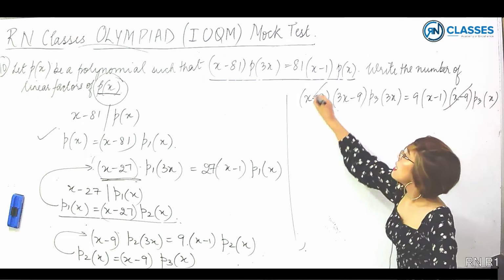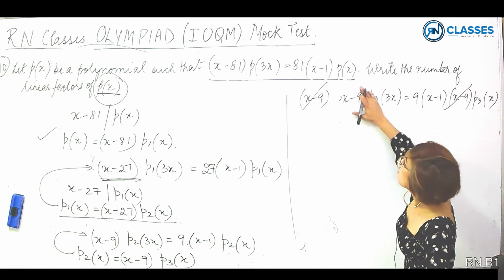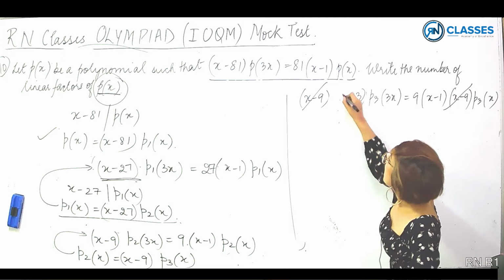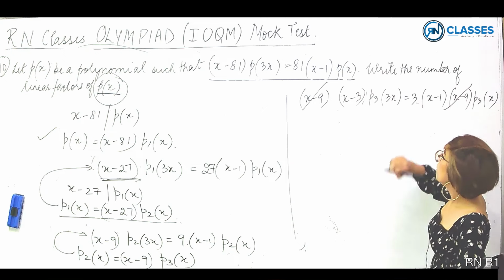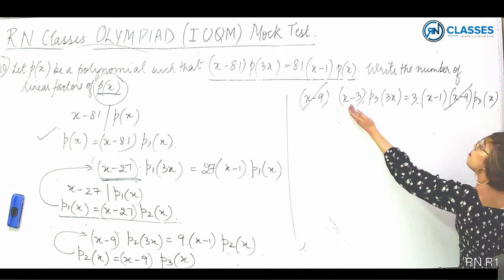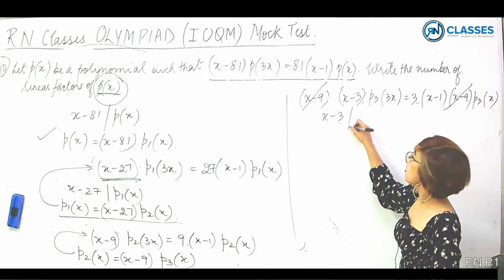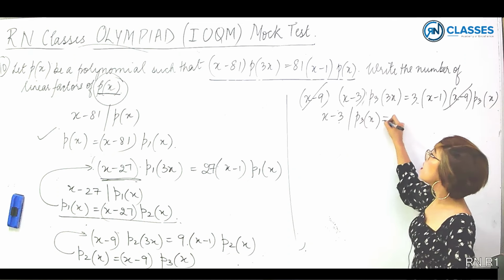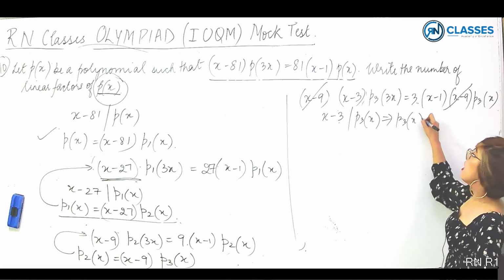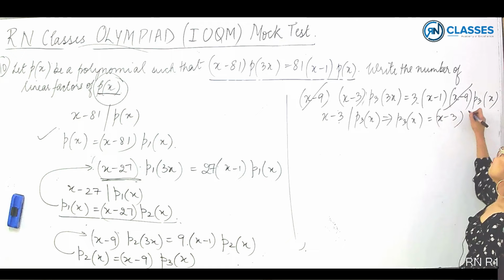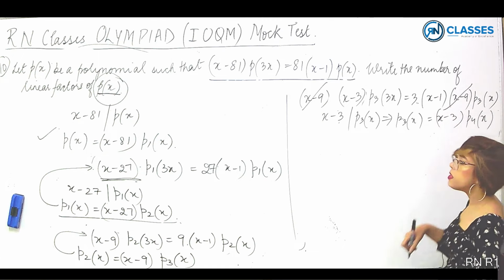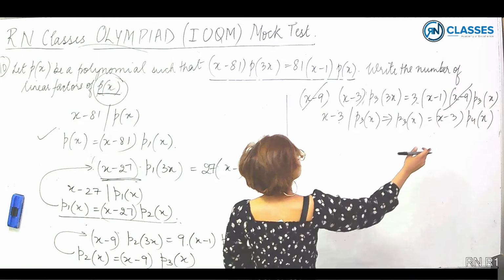Right? This and this get cancelled. Here 3 is common, so 3 into x minus 3, and this 3 cancels, so here 3. Right? Now again you can see x minus 3 will definitely divide P3 of x. So x minus 3 divides P3 of x. So let me write P3 of x as x minus 3 into P4 of x. Let's see what happens. Okay, substitute it over here.